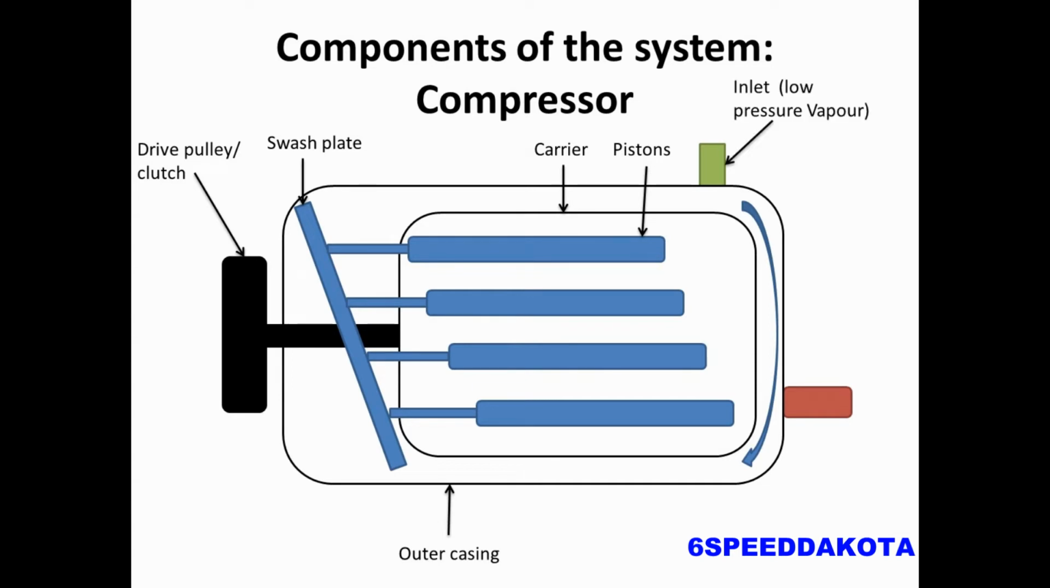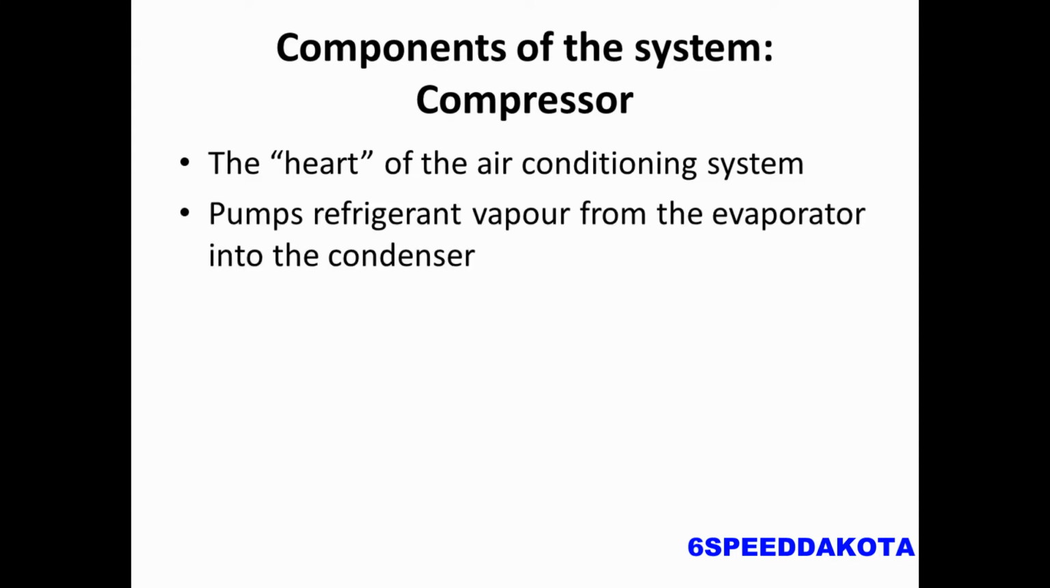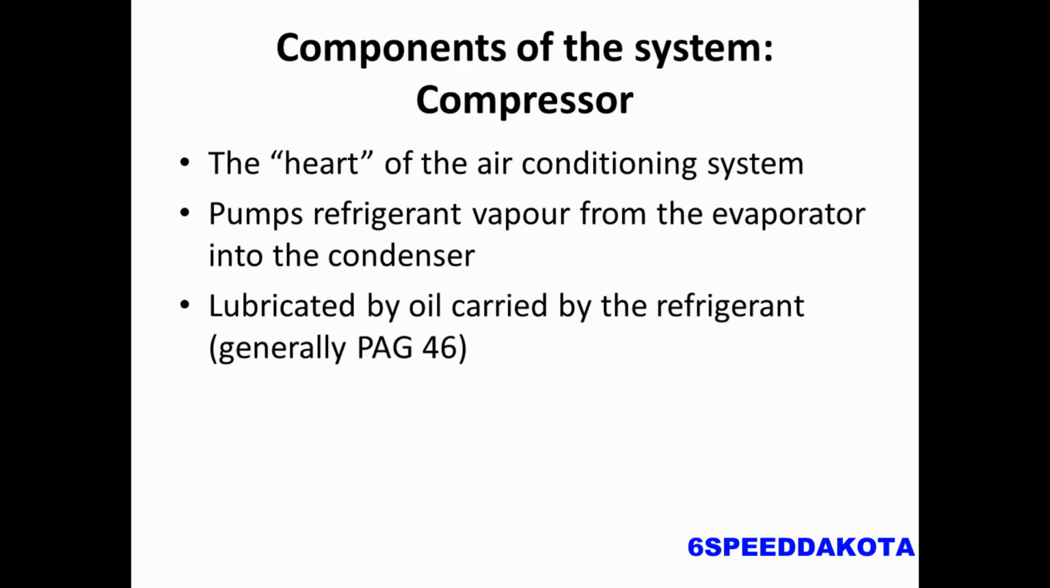So the inlet side is the low pressure, the vapor side. That's when the pistons come down, it draws it in from the low side. As the pistons go up, it pushes it out, the discharge side. So the compressor is the heart of the air conditioning system. It pumps the refrigerant vapor from the evaporator into the condenser.